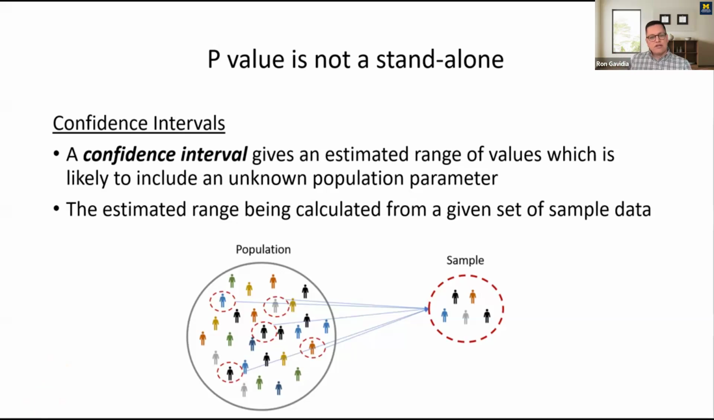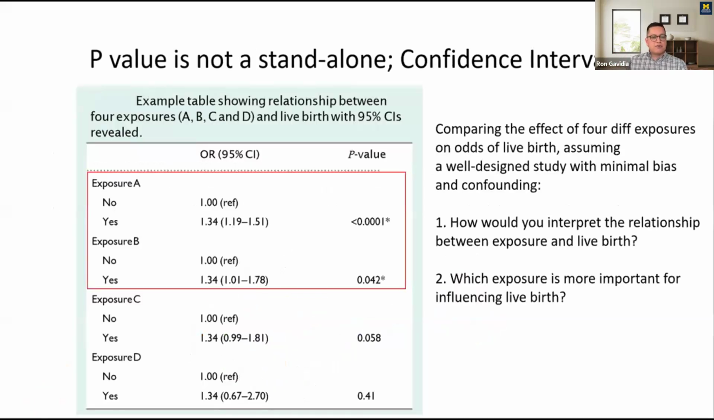Okay, so let's look at this example here. In this example, we have 4 studies exploring 4 different exposures, A, B, C, and D, and the outcome was the odds ratio of live birth. As we can see here, we are comparing the effect of the 4 exposures on the odds of live birth, assuming a well-designed study with minimal bias and confounding. Question number 1: how will you interpret the relationship between the exposure and live birth? And number 2: which exposure is more important to influence the live birth?